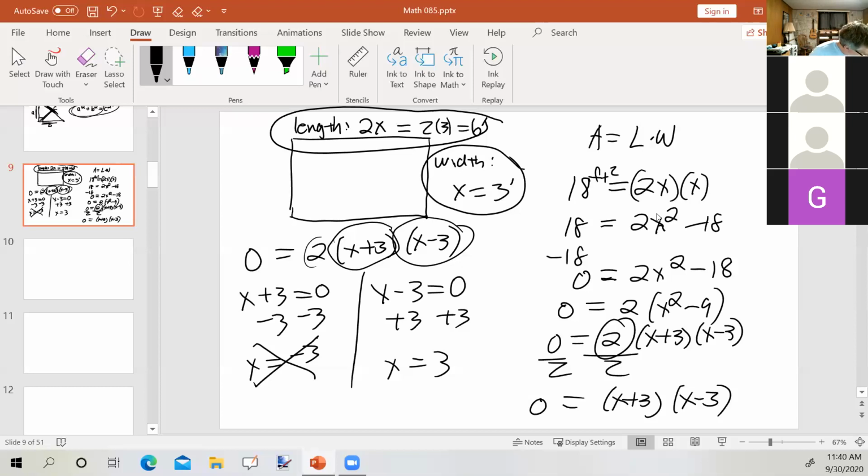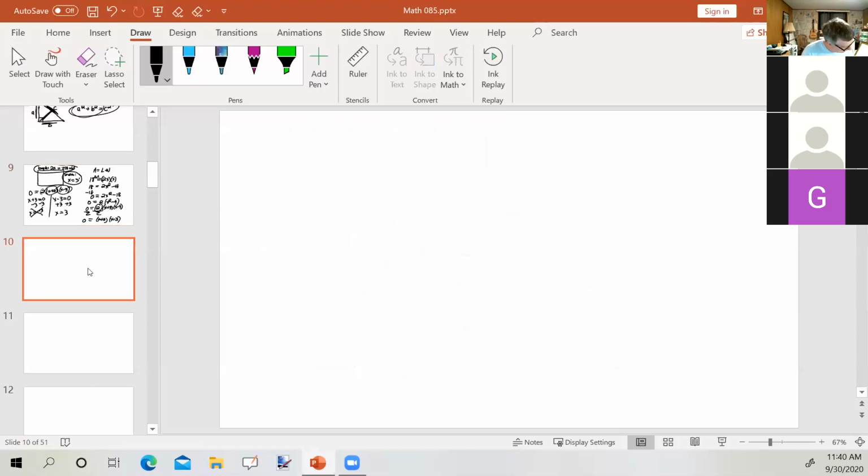Let's take a look at a problem. It says jeans, not as in your chromosomes, but as in blue jeans that you wear. The height of the triangular shaped logo on a pair of jeans is 1 centimeter less than the length of its base. If the area of the logo is 15 square centimeters, find the length of the base and the height. All right, so we've got this triangular shaped logo.